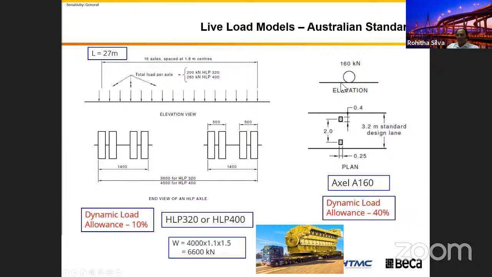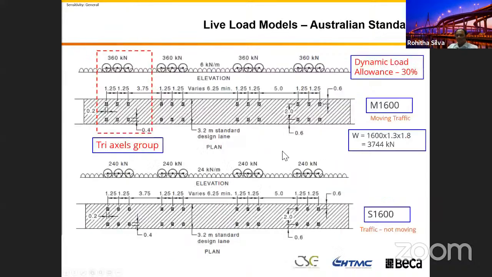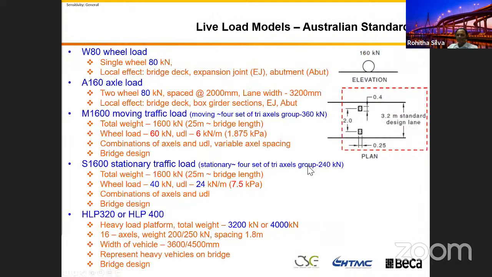And then, as I mentioned, this A16 axle weight, we use in different locations, especially expansion joints and cantilever sections. And this one we magnify, because this is the load we use to calculate the local effect on the bridge, not the global effect, and it has a higher dynamic magnification, or dynamic load allowance as we call it. We go up to 40%.